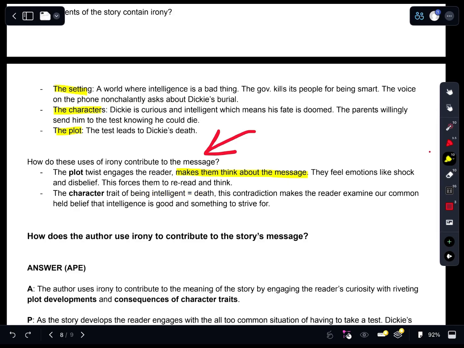Okay, that's not what you would expect. This contradiction makes the reader examine our commonly held belief that intelligence is good and something to strive for. So it makes you rethink or re-examine that belief. Because now you're thinking, wait, wow, I had no idea that intelligence could be viewed this way.